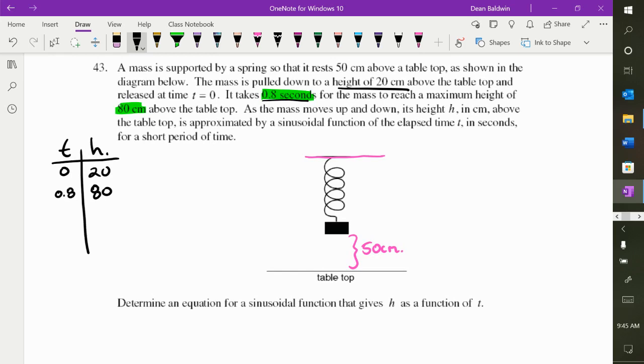Assuming no friction and gravity, how long does it take to come back down? 1.6. So one complete rotation is 1.6. What's its height after 1.6 seconds? 20. And then after that, I think everything goes sideways, and this doesn't really apply anymore.